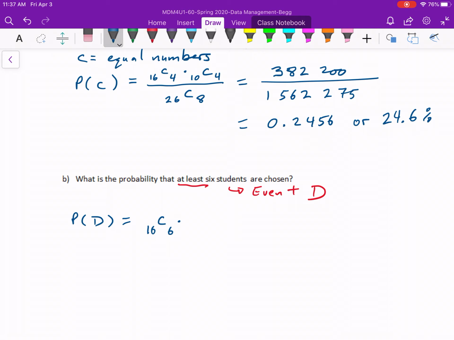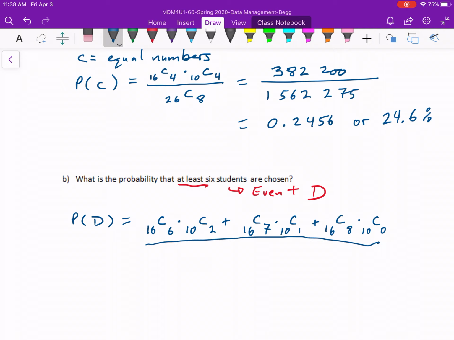And then we add on the number of ways that we could have exactly 7 students, right? If we have exactly 7 students, then we're going to have 1 less professor, so there's only going to be 1 out of the 10. So it's 16 choose 7 times 10 choose 1, and then finally we could have 8 students, so 16 choose 8, and 10 choose 0. So 6 students, 7 students, 8 students, those are the only possibilities. And again, the sample space doesn't change, so it's still 26 choose 8.